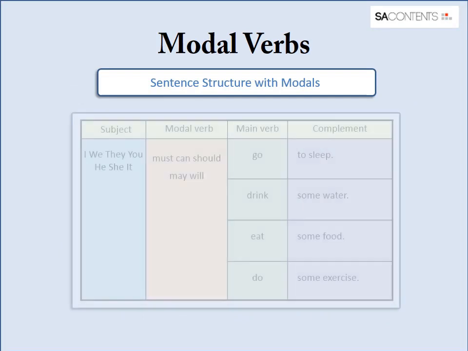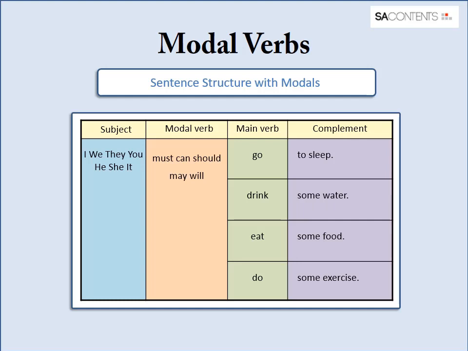Here in this table you have been given a subject, a modal verb, a main verb and a complement. Now let's see how a sentence can be constructed. I must go to sleep. We must go to sleep. They must go to sleep. You must go to sleep. He must go to sleep. She must go to sleep. It must go to sleep.